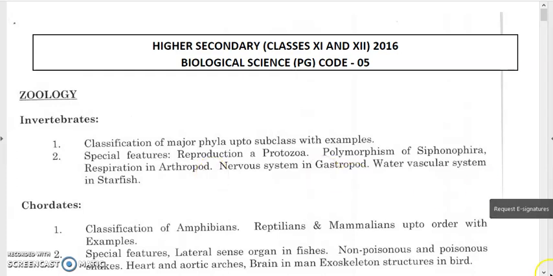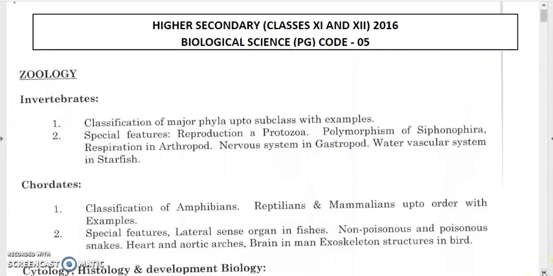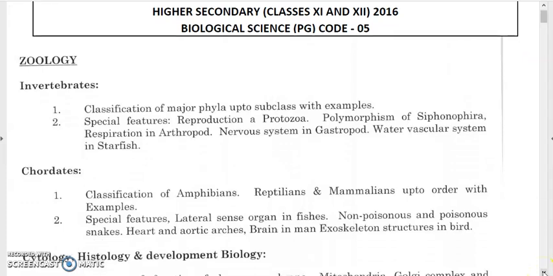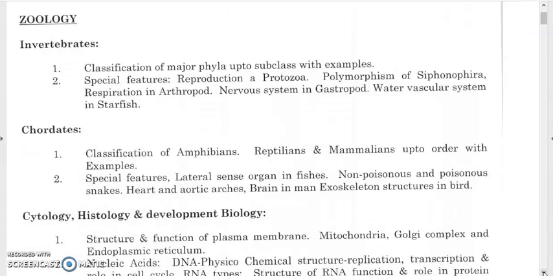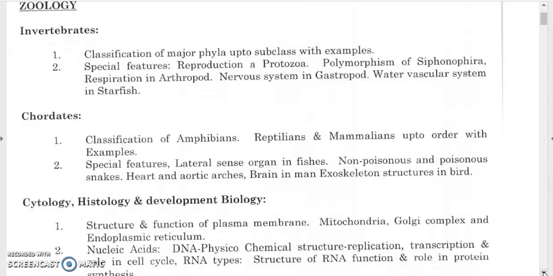Second is the chordates. Let's see the syllabus of chordates. It includes classification of amphibians, reptiles, mammals up to orders with examples, right? The second is special features: lateral sense organ in fishes, non-poisonous and poisonous snakes. There's a major difference between poisonous and non-poisonous snakes. You have to study the difference and how you can identify a poisonous snake versus a non-poisonous snake.